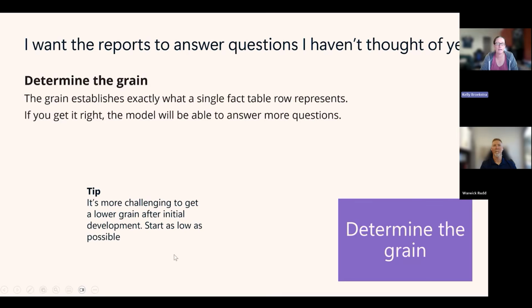So the tip here: it's always more challenging to go lower after you've started your build process. It's easy to aggregate up. A lot of the data warehousing toolkit, the Kimball methodology, speaks to this, because 15 or 20 years ago, when storage was a lot more expensive and compute power was a lot harder to get, you often had to make a compromise on the lowest level of grain because you just couldn't store every single line item on your receipt. It would just blow out your system way too much.